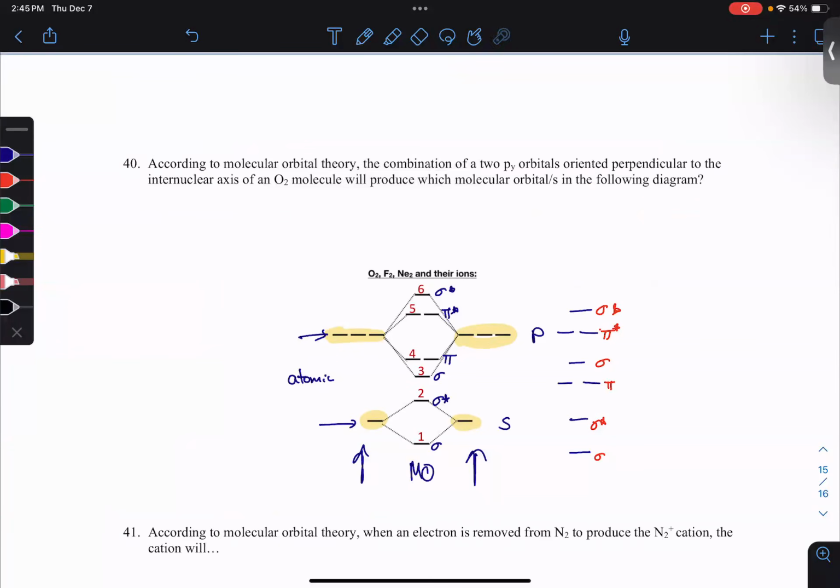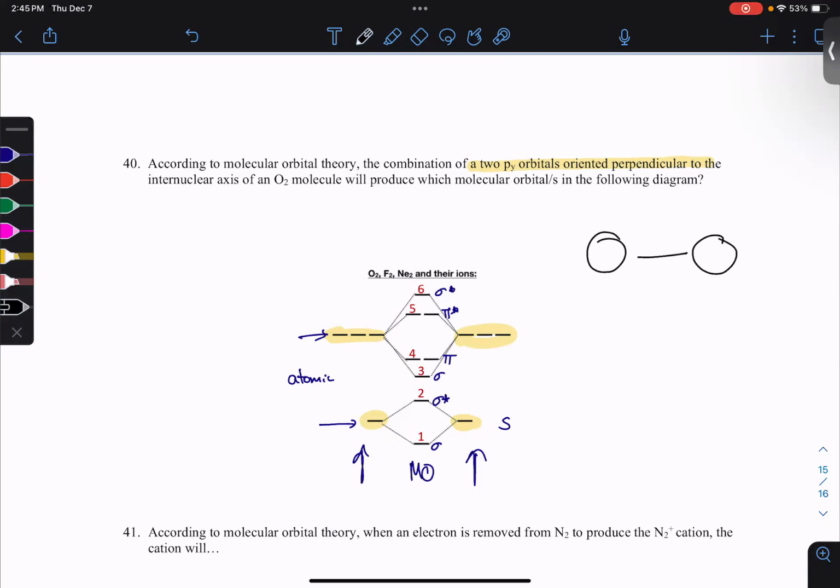So remember there's 2 of these. There's 2 of these. But this one just happens to be for oxygen, fluorine, and neon. Okay, so what orbital is the combination of 2 py orbitals oriented perpendicular to the internuclear axis of oxygen, which will produce the molecular orbitals in what places of this diagram? So if I have 2 oxygen atoms and we're combining them, right? That's the bond between oxygen.